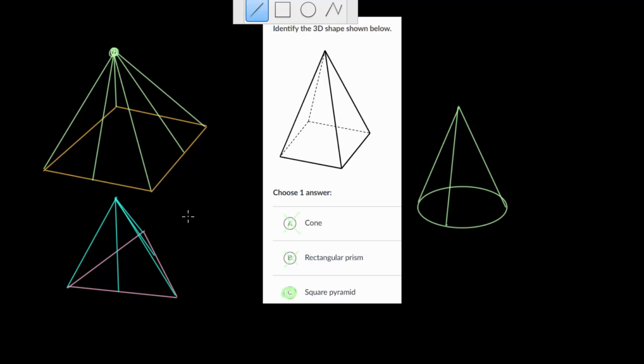So this is a triangular pyramid, and if you add a pentagon for the base, you can have a pentagonal pyramid. So pyramids have polygons as bases, and then all the edges reach up and connect at one point above.